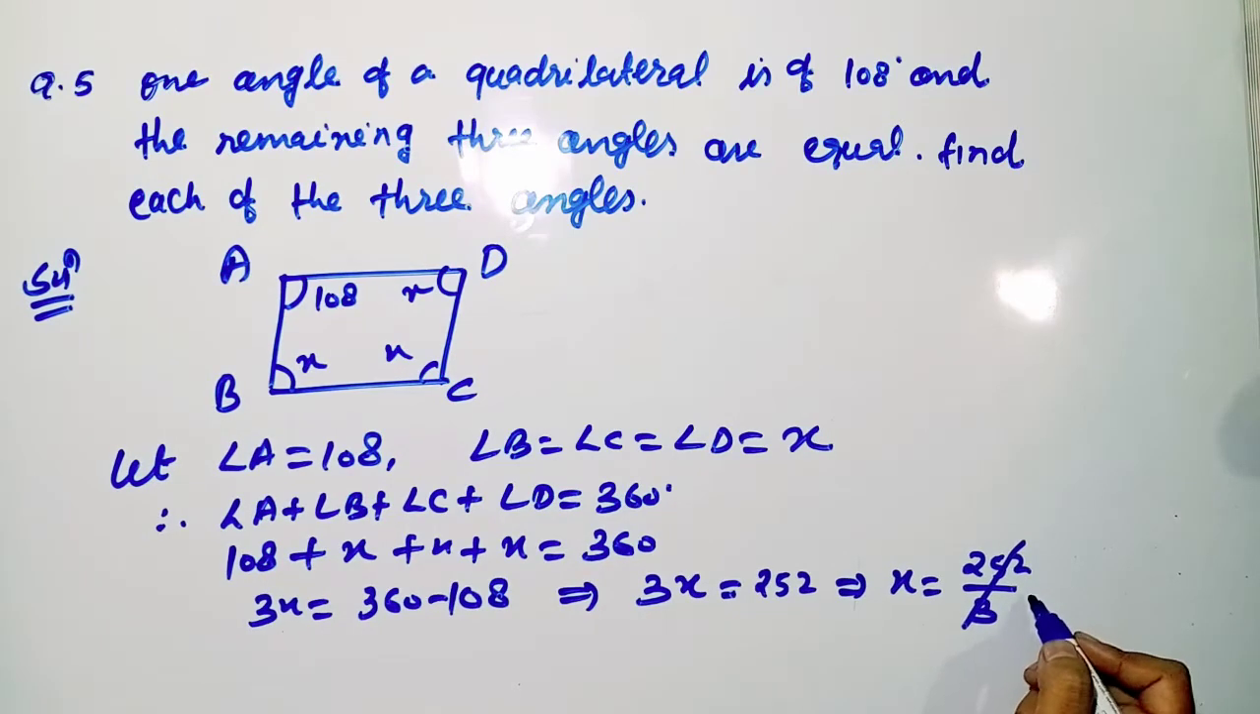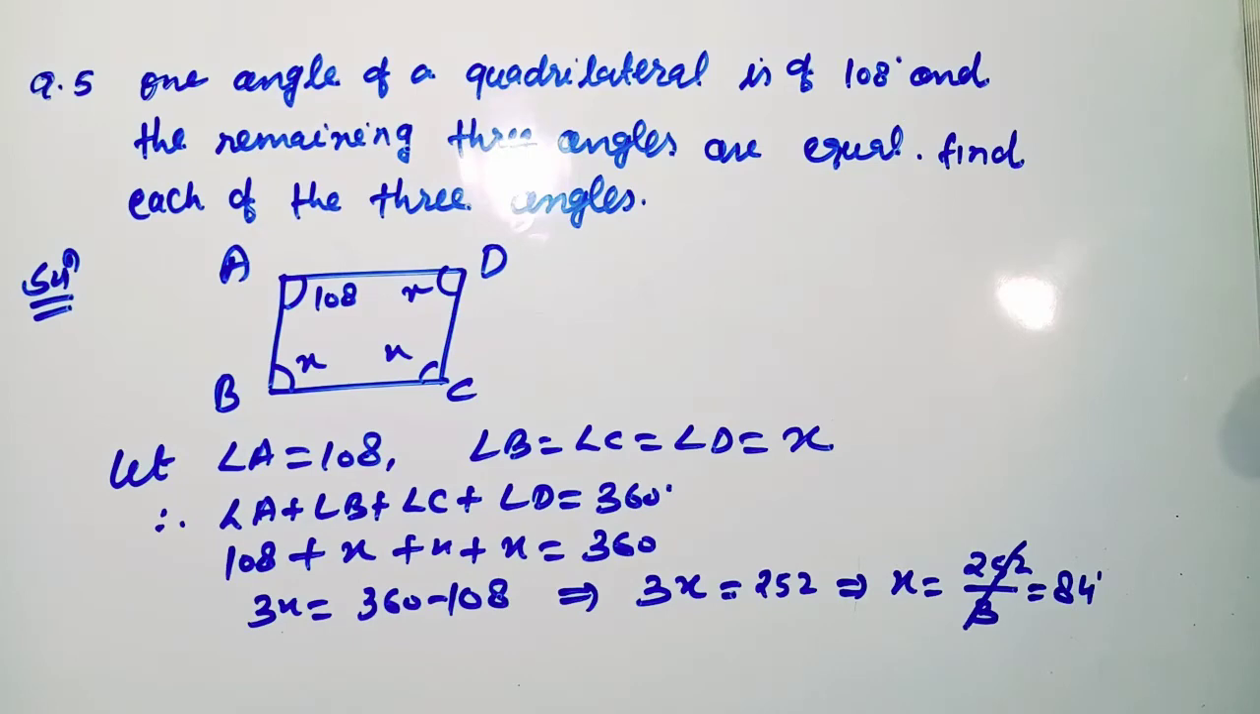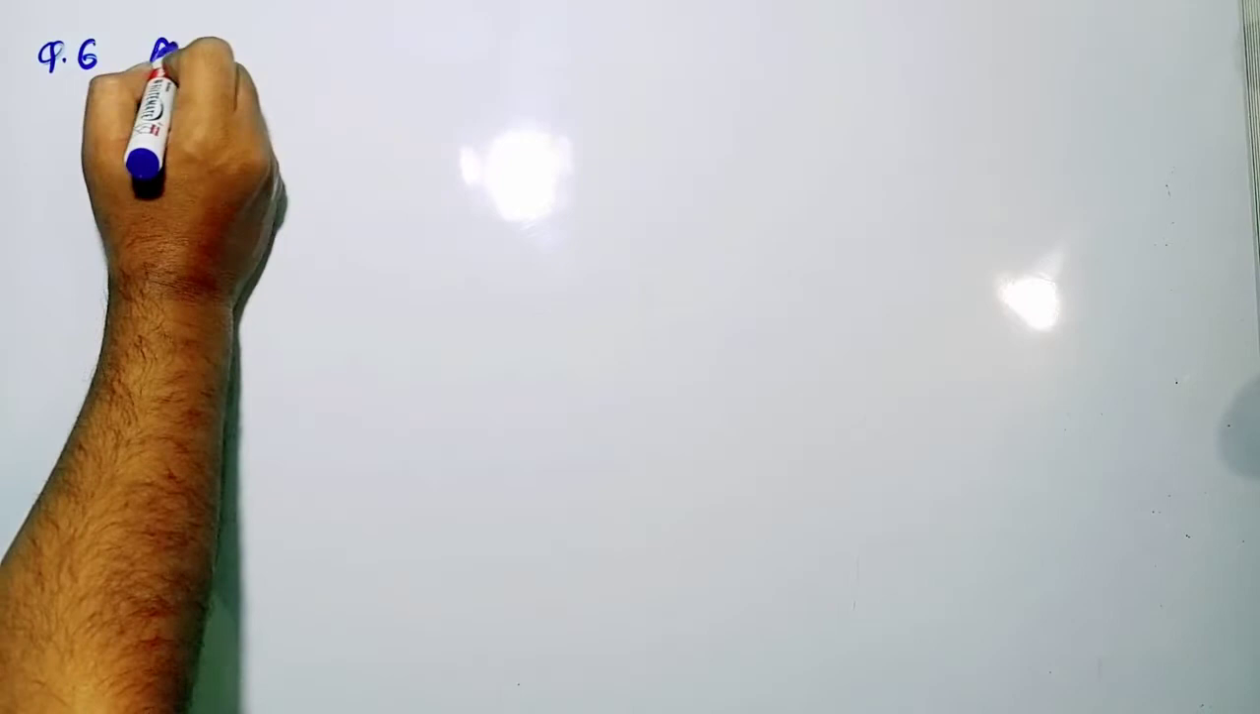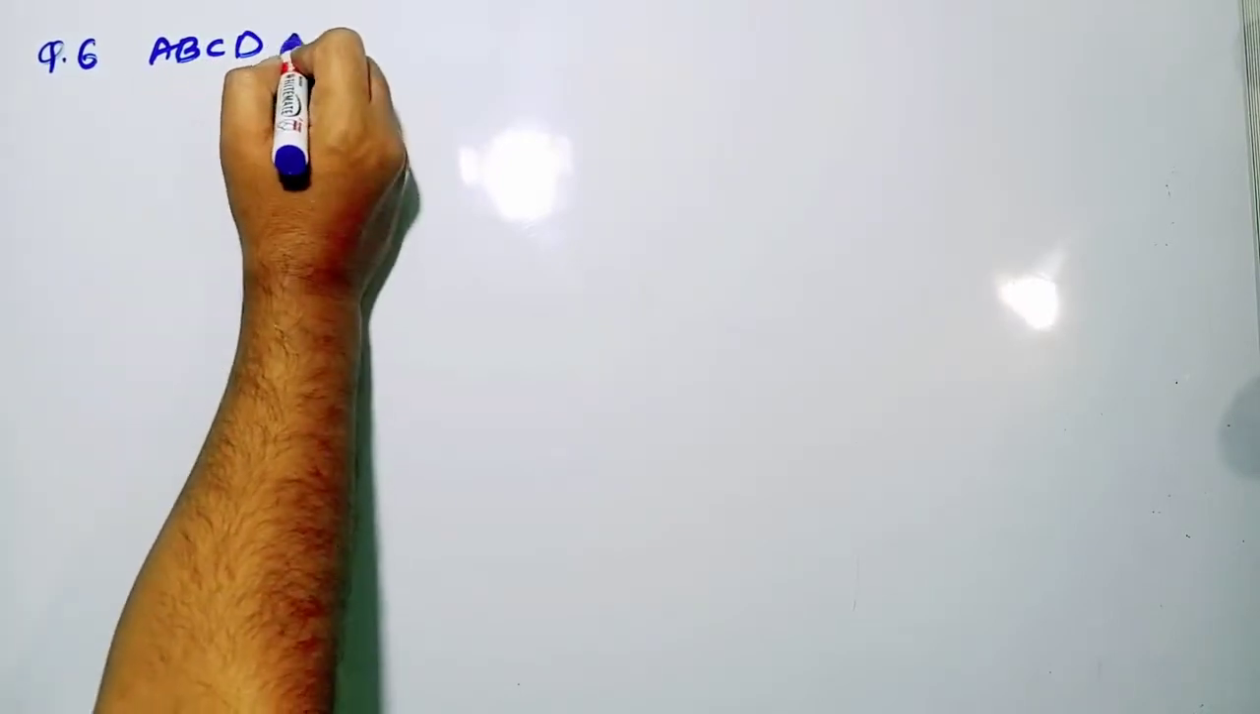So by cancelling we are getting 84 degree. Means the measure of angles B, C and D are considered x. So angle B, angle C, angle D is equal to x is equal to 84 degree. Okay students, now moving to the next question.